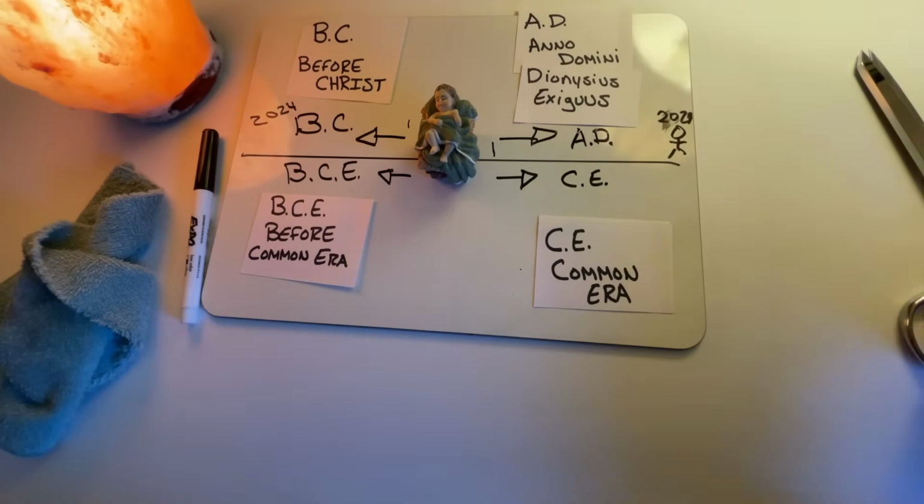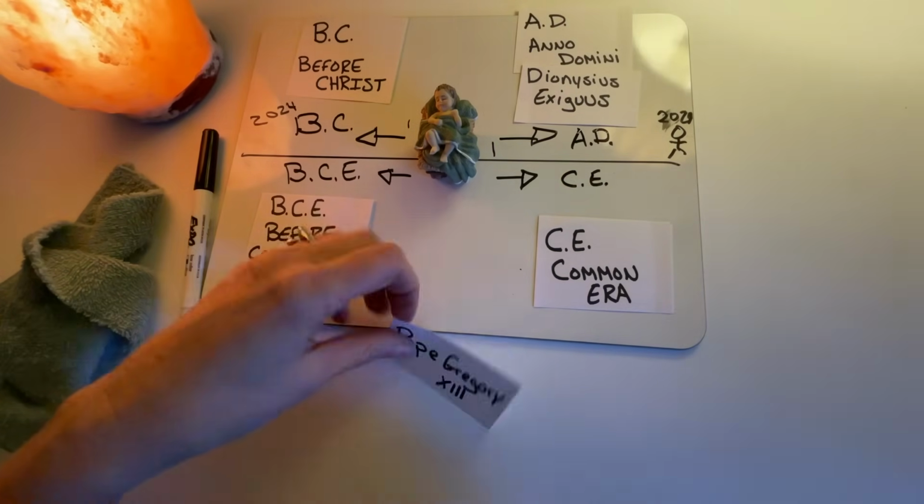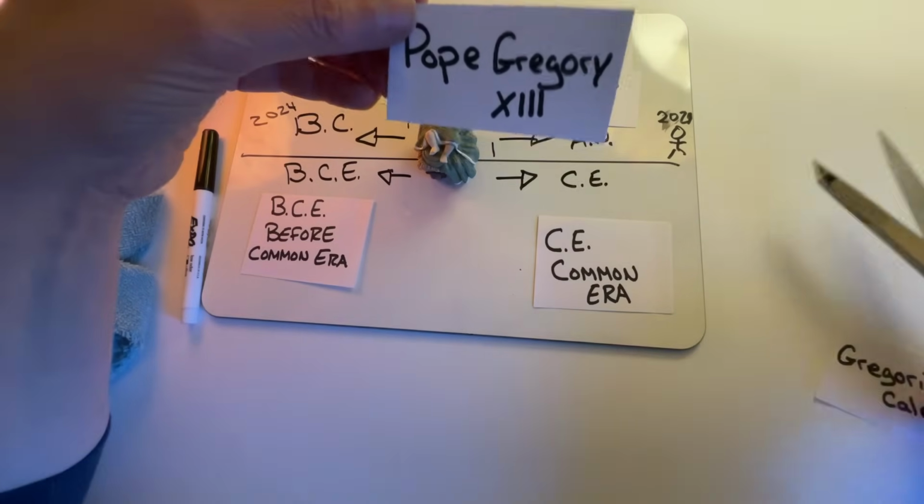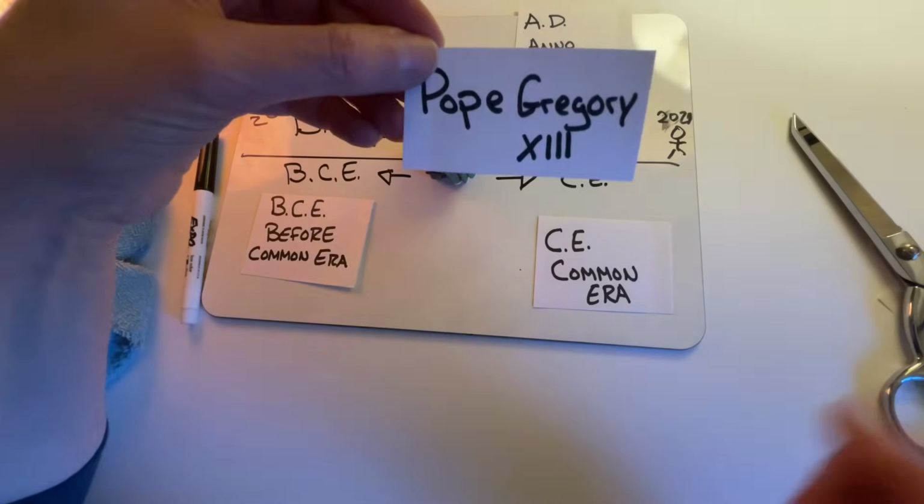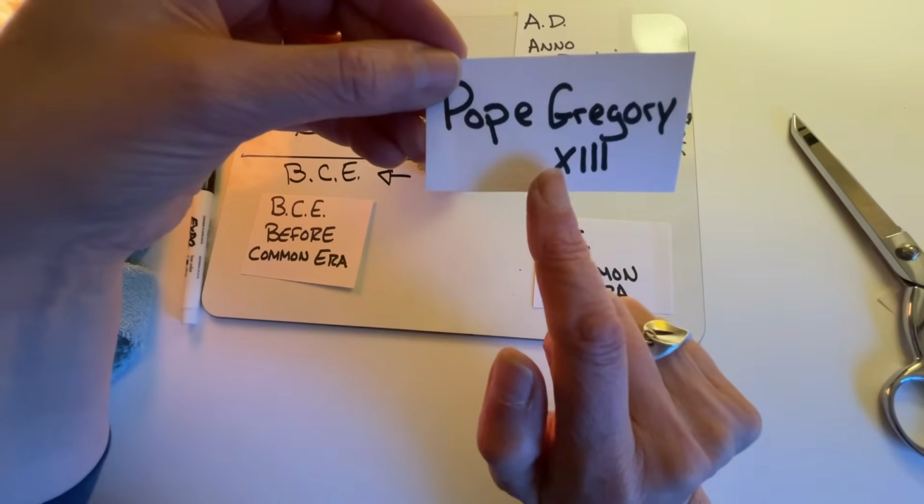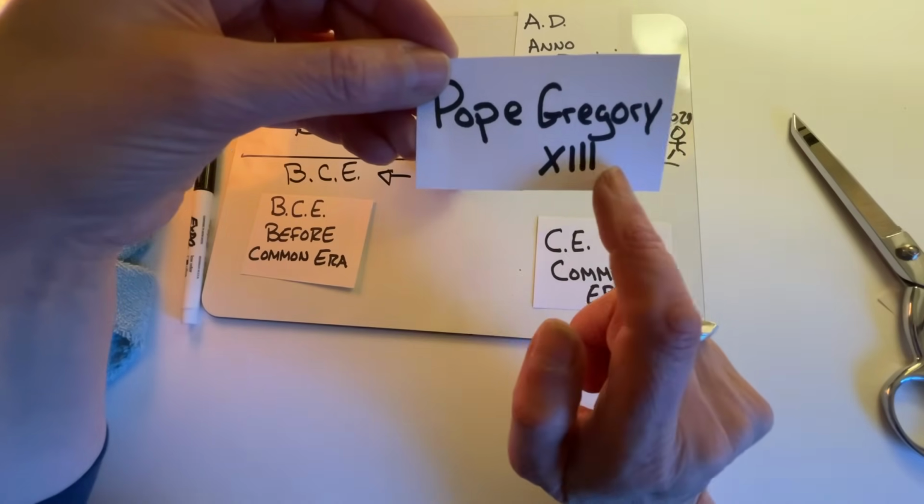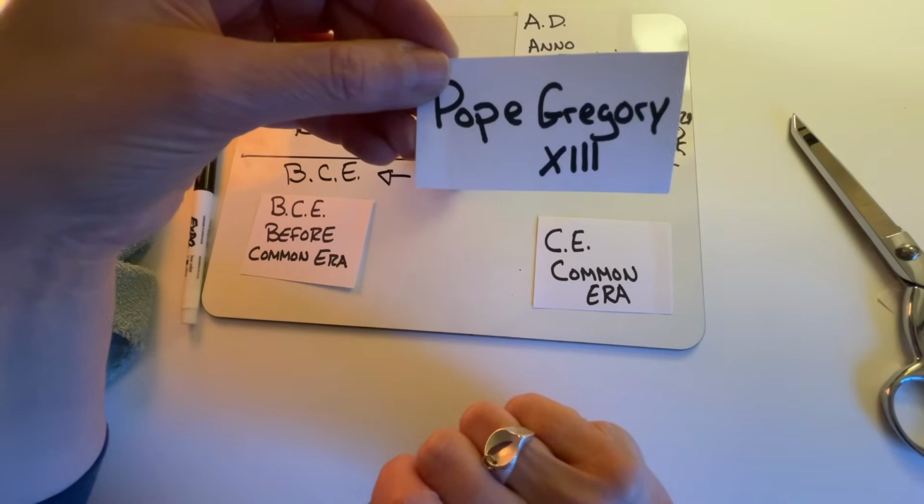And during the reign of Pope Gregory, okay guys, have you watched my Roman numeral video? If not, go look for it. So this is 10, and each one of these is 1. So this would be Pope Gregory the 13th.